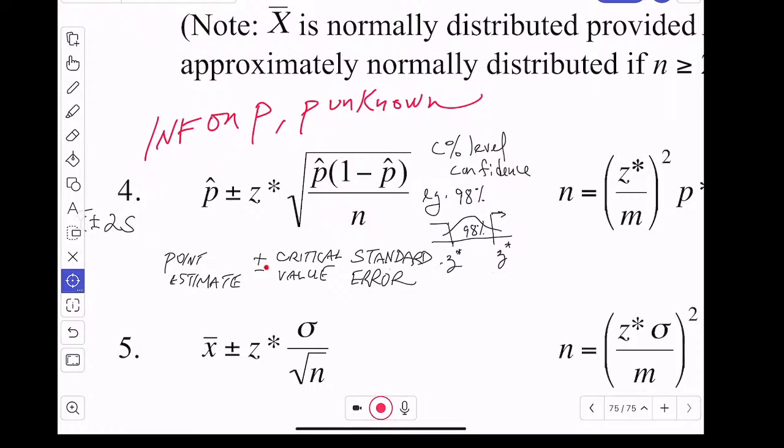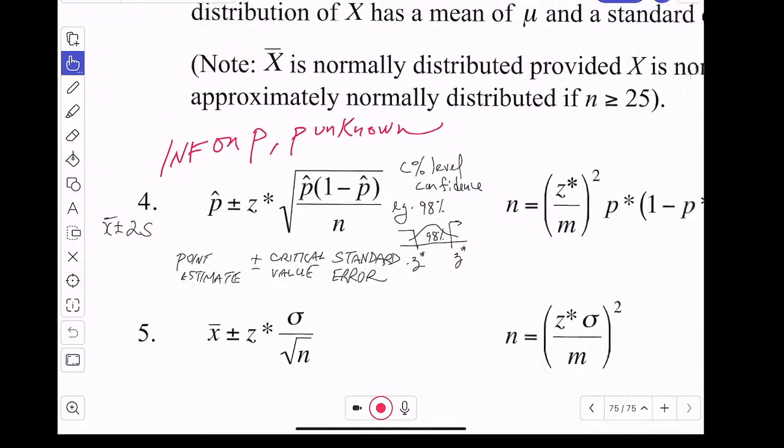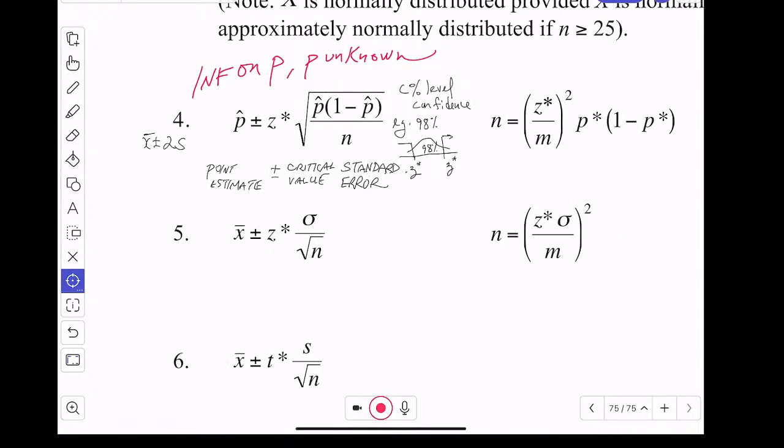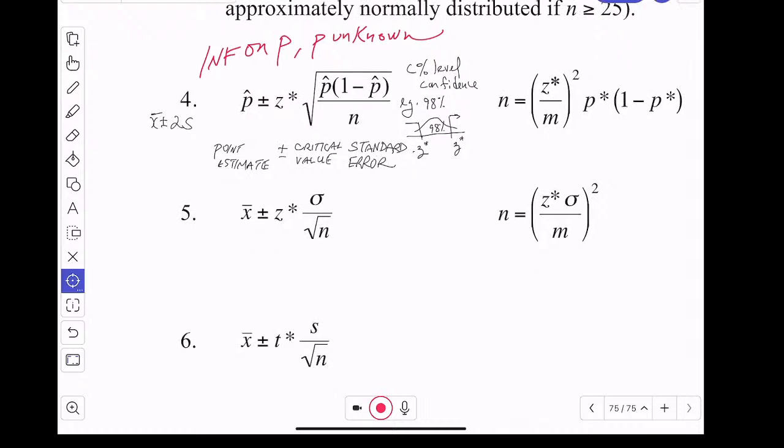So I did this exercise already. And you'll notice in this first column, these are all confidence intervals. This one is the confidence interval for the proportion, the true proportion, where it's unknown. This one is inference on the true mean, where sigma is known.